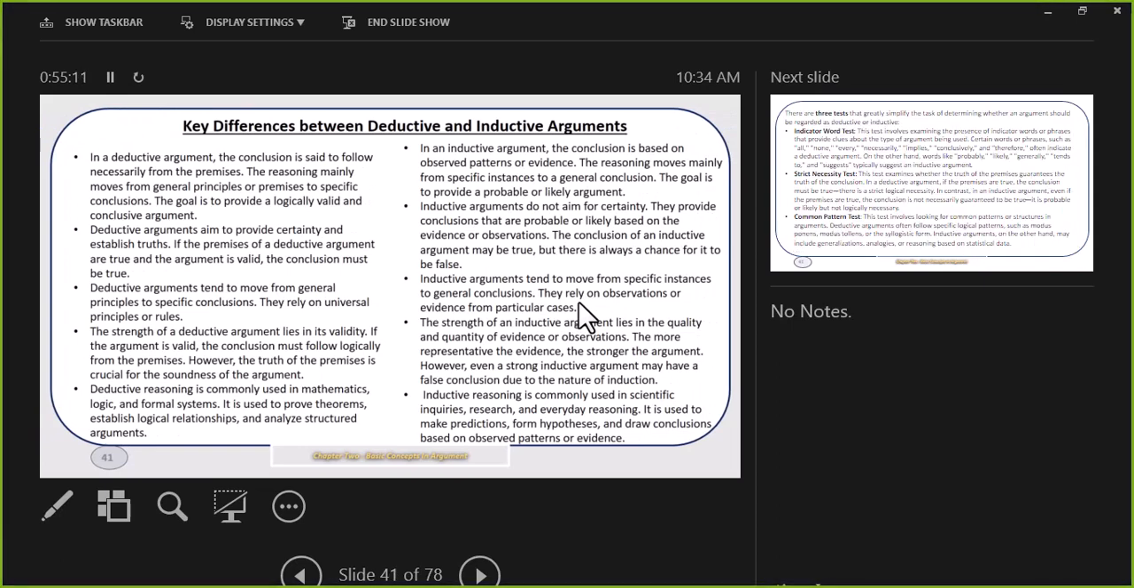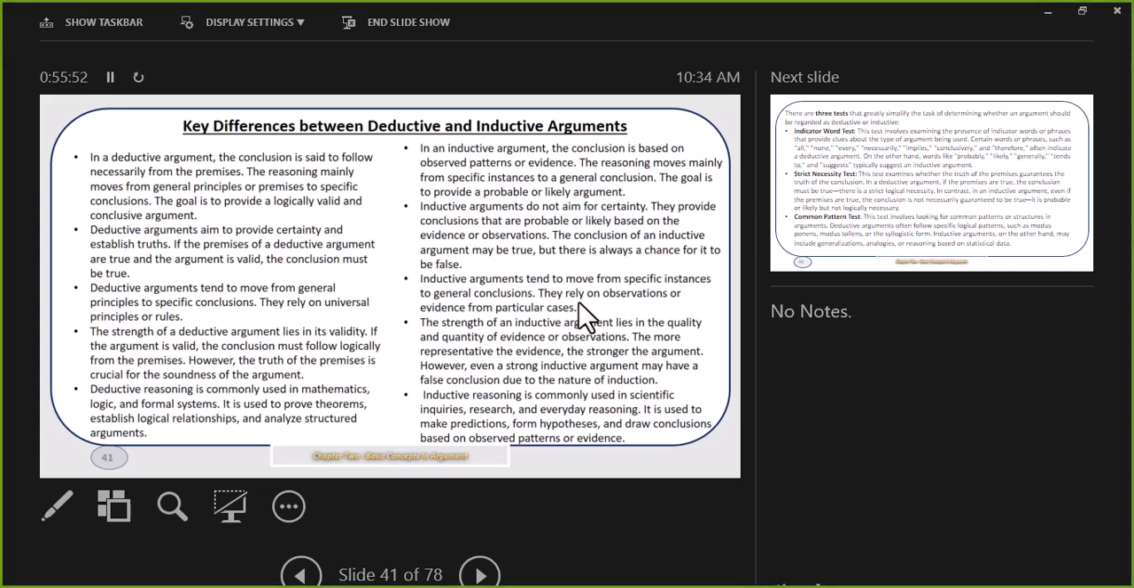Essential characteristic feature of inductive and deductive argument. If the procedure does not matter, how can we tell whether a particular passage is inductive or deductive? In deductive argument, the conclusion is said to follow necessarily from the premise. The reasoning is mainly, understand that word, mainly, moving from general principle or premise to specific conclusion. But not always, right? Mainly, it proceeds from general to particular, whereas in inductive argument, it mainly proceeds from particular to general, but it's not always, right? It's not always. The goal is to provide a probable or likely argument.